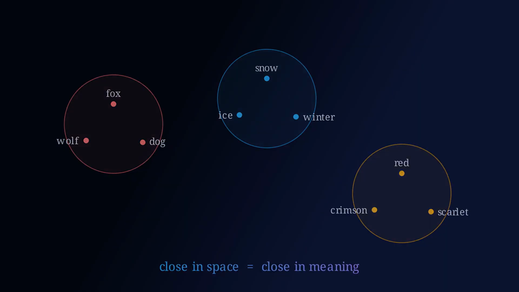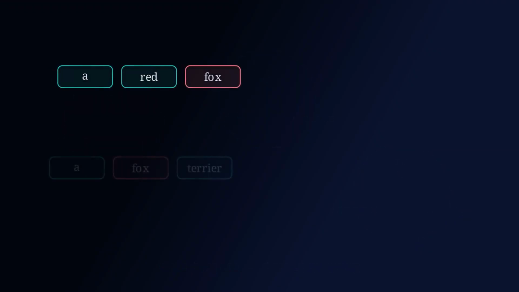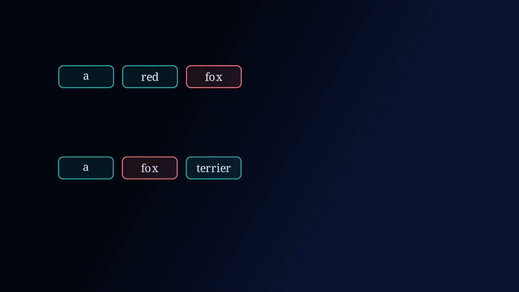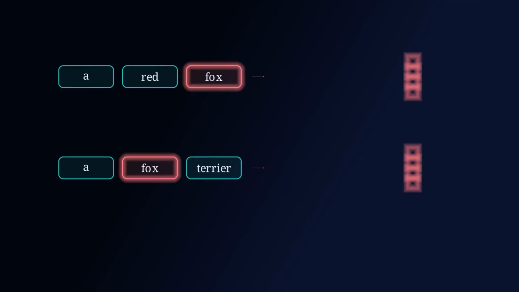But there's a catch. Right now, each token is embedded on its own, in isolation. The vector for fox is the same whether the sentence says a red fox or a fox terrier. On its own, embedding doesn't yet understand that these words belong to one sentence and modify each other. That's the next stage's job.